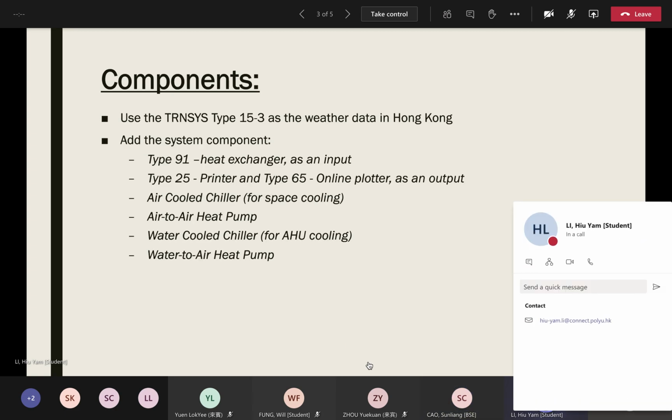And then the main components that I've used are listed below, but I didn't take a screenshot of what I've done so far, so I will just list what components I've used, which are mainly the air-cooled chiller and air-to-air heat pump, water-cooled chiller and water-to-air heat pump.